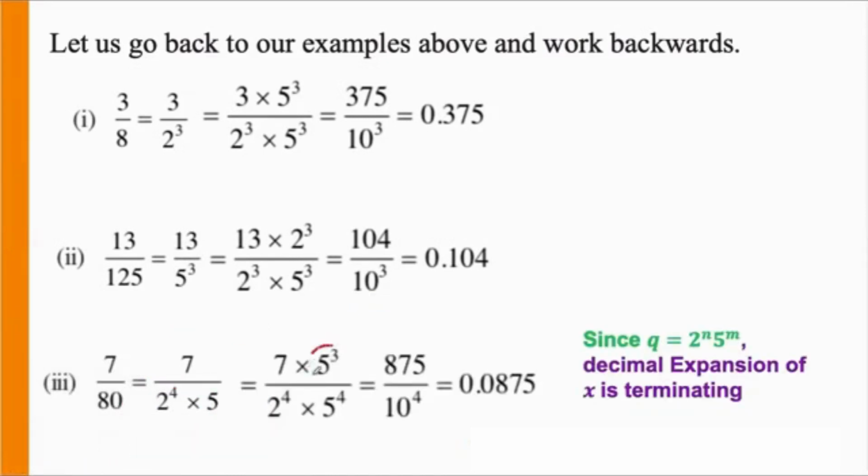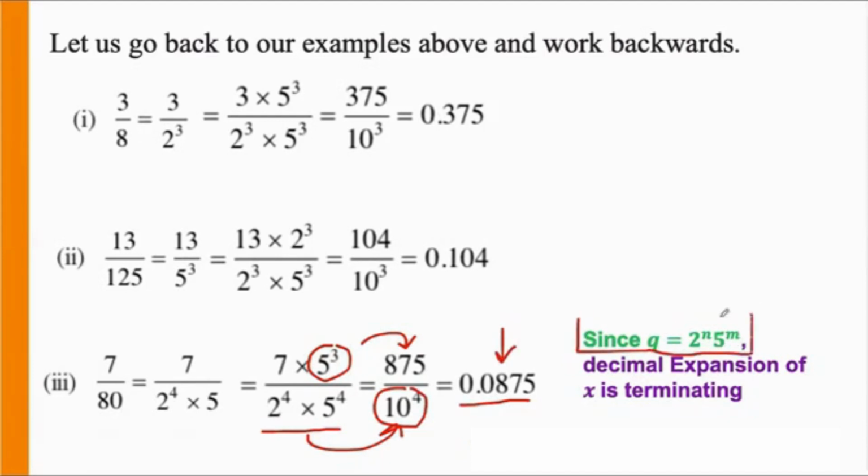So we multiply 5 cubed. This will give us 875, and 2 raised to 4 into 5 raised to 4 gives us 10 raised to 4. And so 875 divided by 10,000 now gives us 0.0875. Again, it's terminating. So when you know that the denominator is in this form, we can definitely conclude that the rational number will have a terminating decimal expansion.